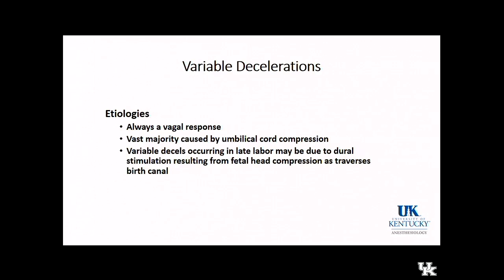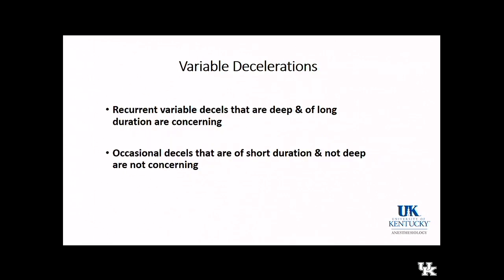Variable decelerations are also a vagal response. The vast majority of those are going to result from umbilical cord compression during the contraction. Late in labor, when the fetal head is descending down through the birth canal, you can sometimes see variable decelerations resulting from that intense dural stimulation from the fetal head compression, causing that vagal response that causes the variable deceleration.